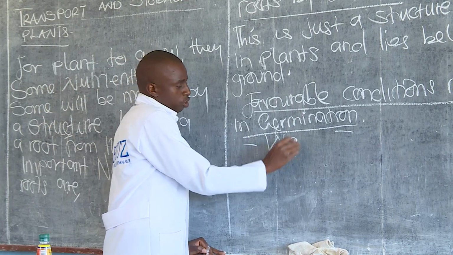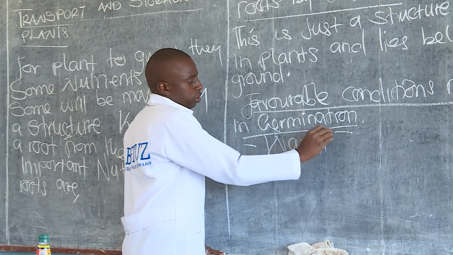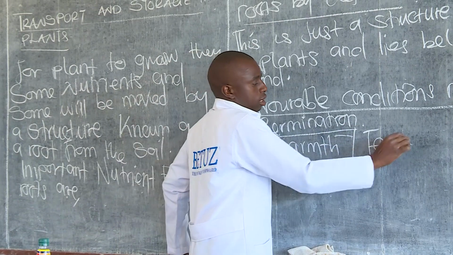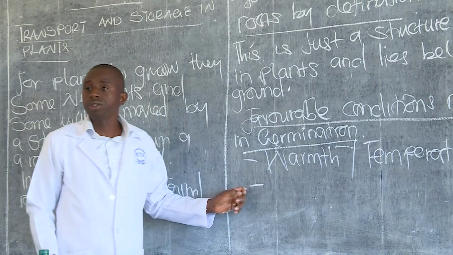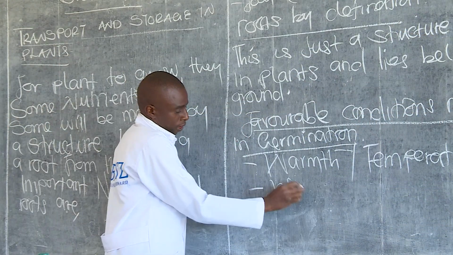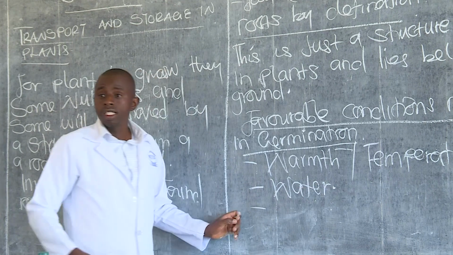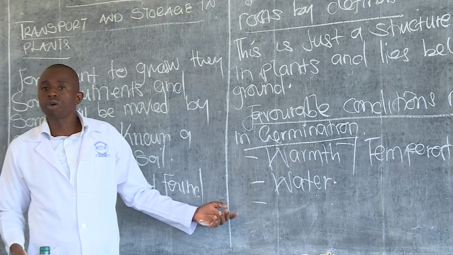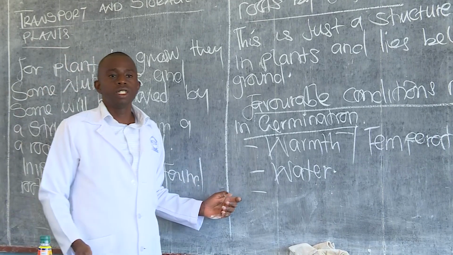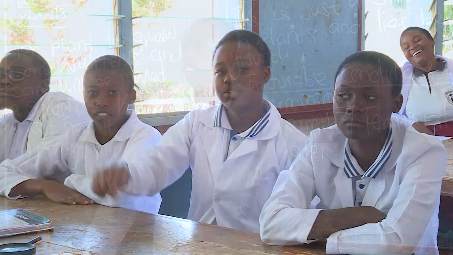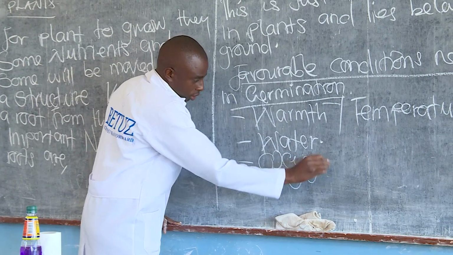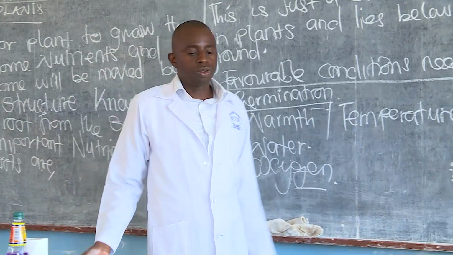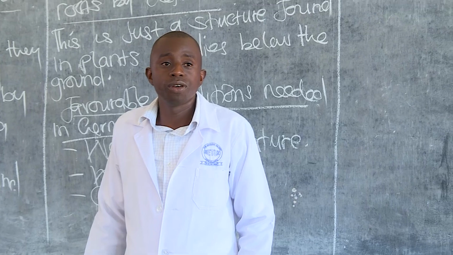Warmth. In place of warmth, which word can also be used? Temperature. Favorable temperature. Apart from this one, what other condition is necessary for germination? Maize Pin: Water. And then the last one. What is the last favorable condition which is needed for germination to take place as the root is developing? Tina Banda: Oxygen. The last condition is supposed to be oxygen. Oxygen is one of those favorable conditions which are needed for germination to take place.